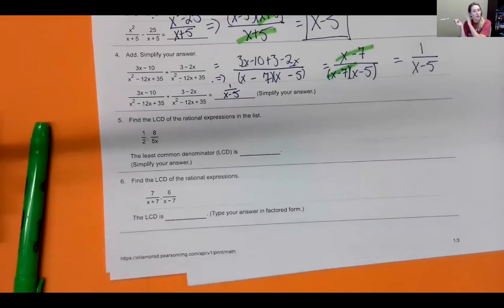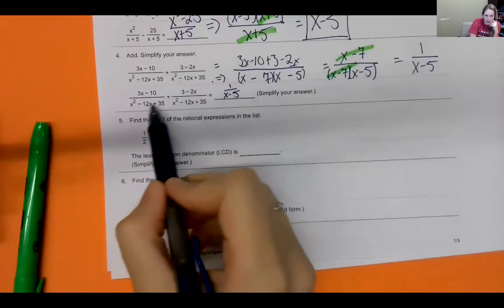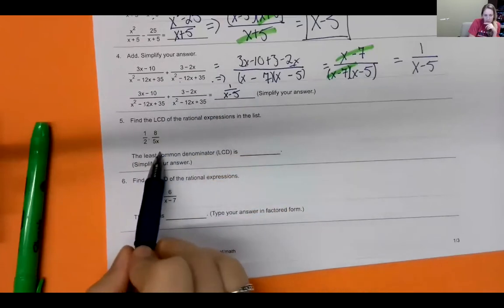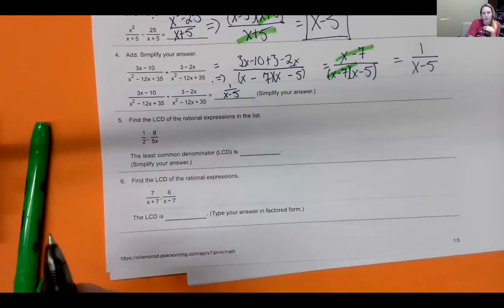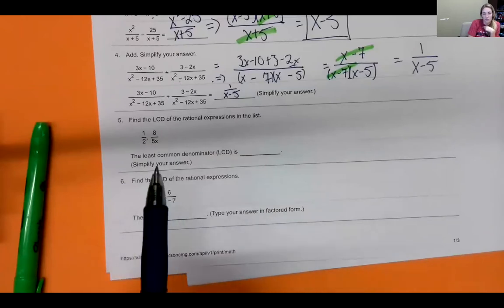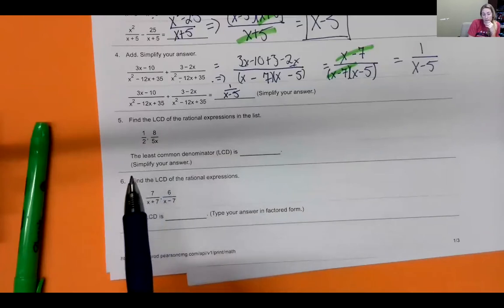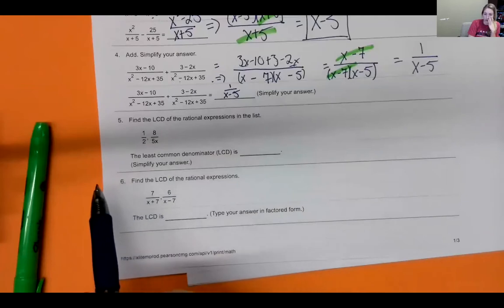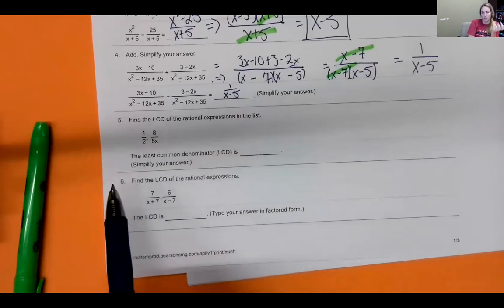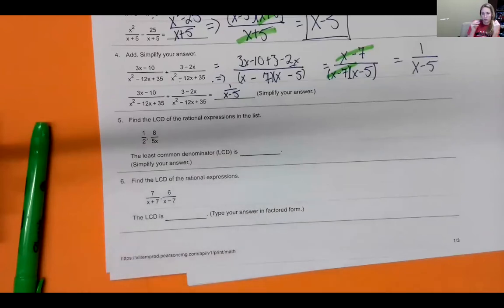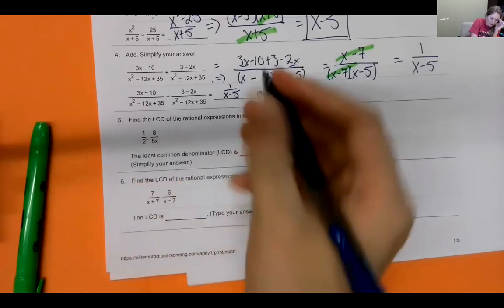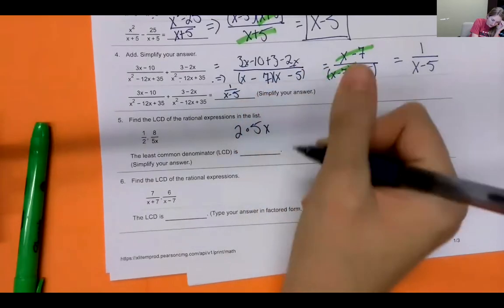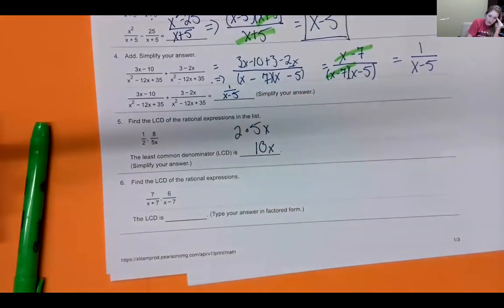Find the least common denominator of the rational expression in the list. So we're switching gears. They had the same denominator. Right here, we got to find our common denominator. And remember, we're going to multiply them. Because if we were finding the common denominator of just 2 and 5, we'd do their multiples. But since this one has an x, we do 2 times 5x to get 10x.